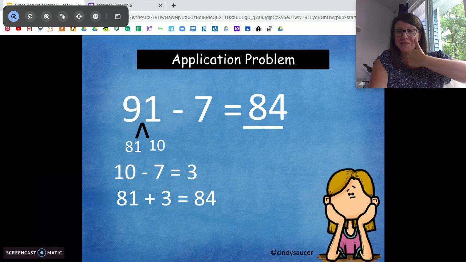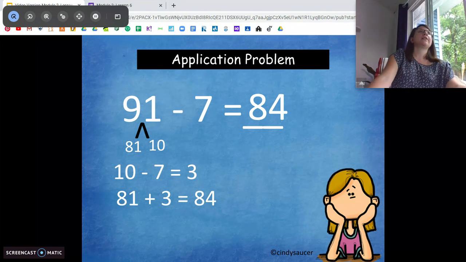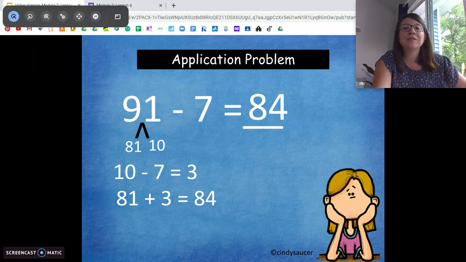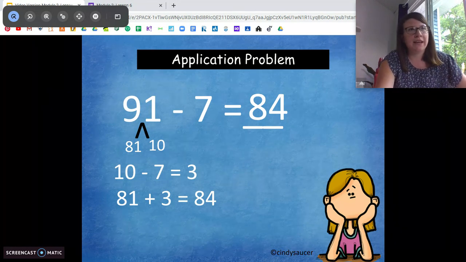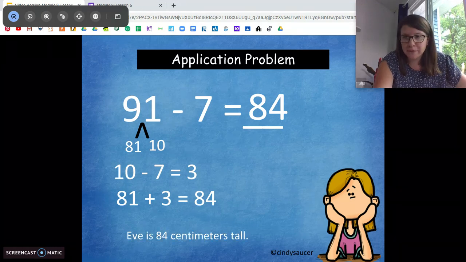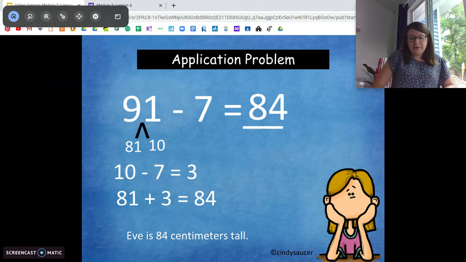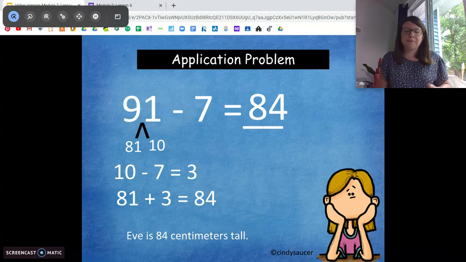Thumbs up if you got that. Now, when we do word problems, we can't just say, 84, done. We can't do that. We have to tell what 84 means. Is it 84 carrots? Is it 84 puppies? No, it's 84 centimeters. Eve is 84 centimeters tall. We need to finish it with that statement. We need to give our problems a name.